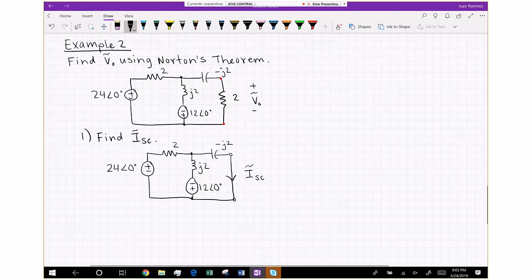Okay. The best way, in my opinion, to find the short circuit current is to use mesh analysis. So this is a good example for mesh analysis. We identify the 2 meshes, and we apply KVL at each mesh. And then you solve, and ultimately the short circuit current will be equal to mesh current 2.